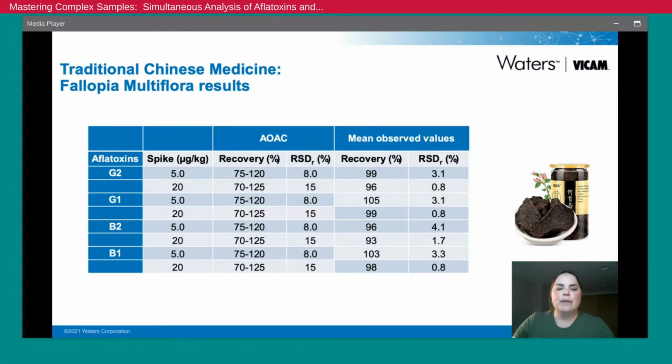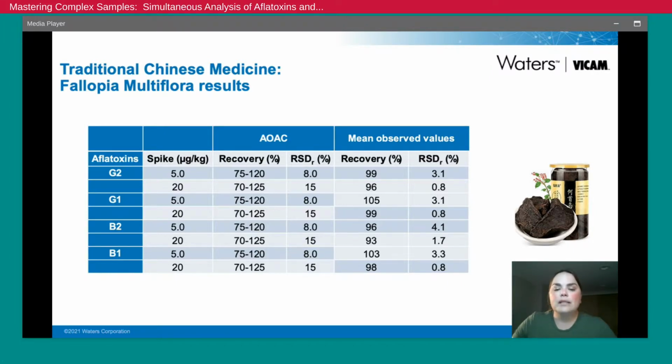Traditional Chinese medicine was also extracted using this method and the new column, the Aflatest WBSR Plus immunoaffinity column. The Fallopia multiflora results are shown below. Spiked at 5 micrograms per kilogram and 20 micrograms per kilogram, the AOAC's recommended recoveries are 75 to 120 for the 5 microgram and 70 to 125 for the 20 microgram per kilogram.